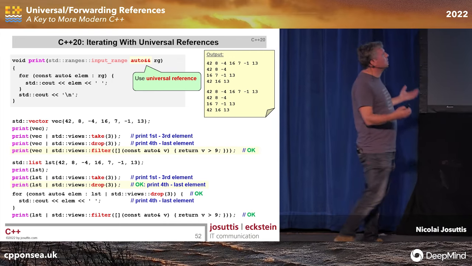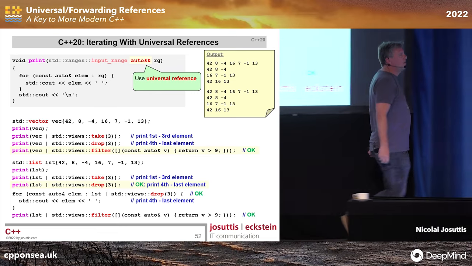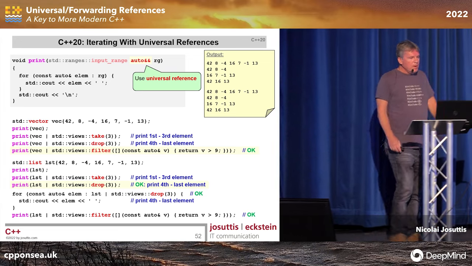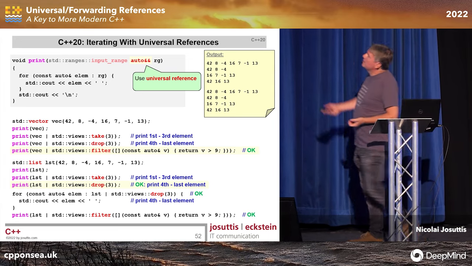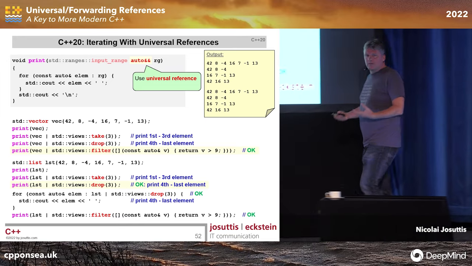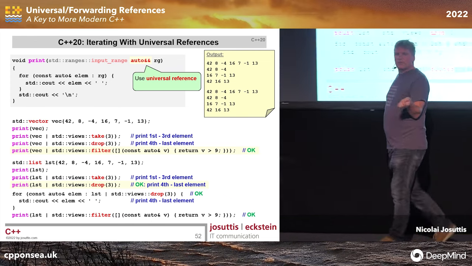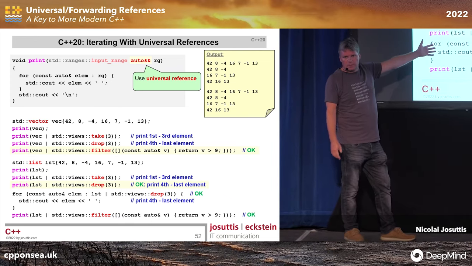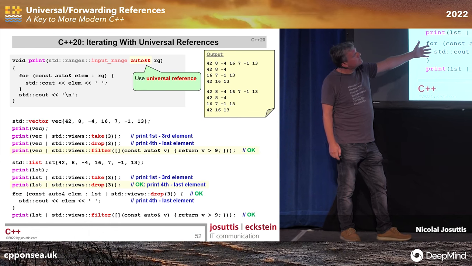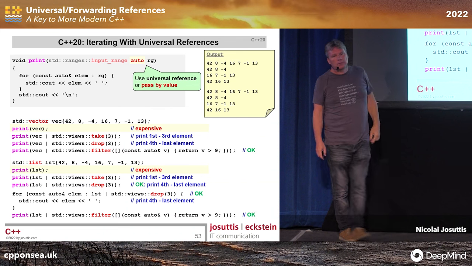The solution is, of course, you have to use universal references. Because the problem is, when we pass a collection, we make it const. And with a universal reference, we can bind to everything without making it const. So now all the views work. Filter, drop for list works fine. The other option is you can pass by value.